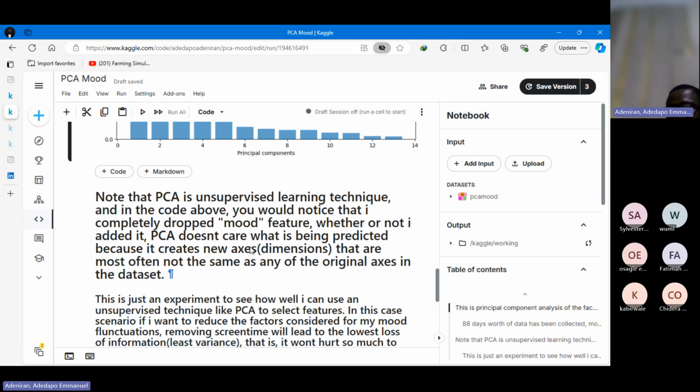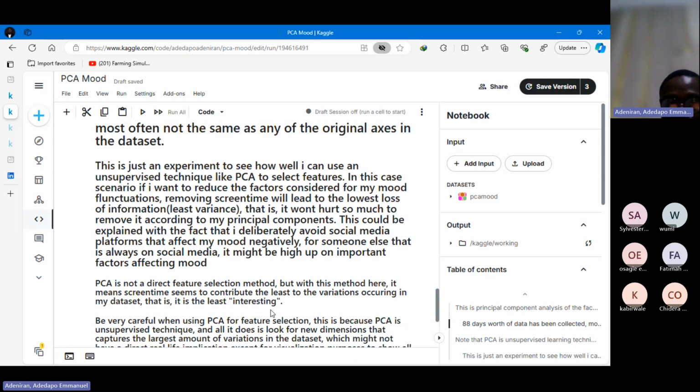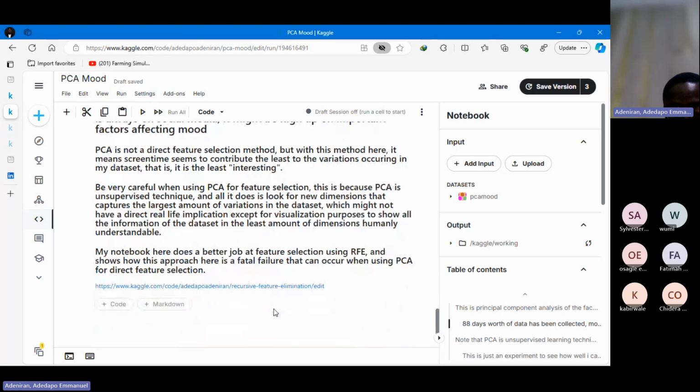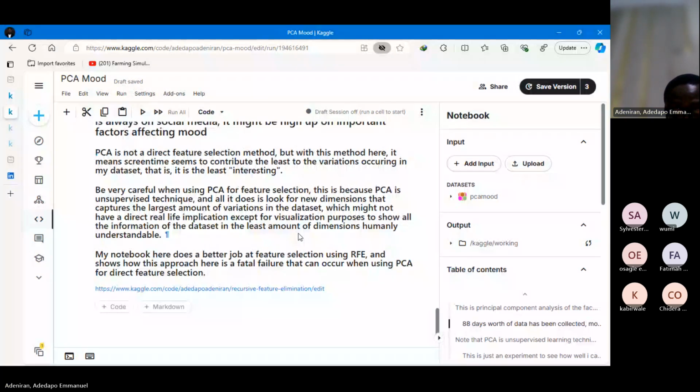When you are looking at data from a different angle, you will notice that you are seeing different things. So what PCA is trying to do is look at the data from an angle that captures the maximum amount of variation in the data set. That's what PCA is all about. Although this does not really have a direct real life implication, you have to be very, very careful when you are using PCA for model selection.